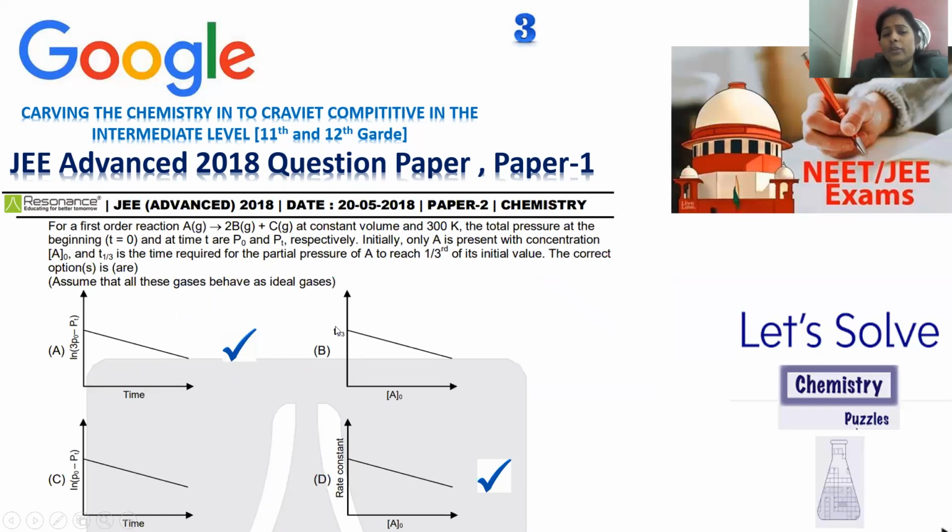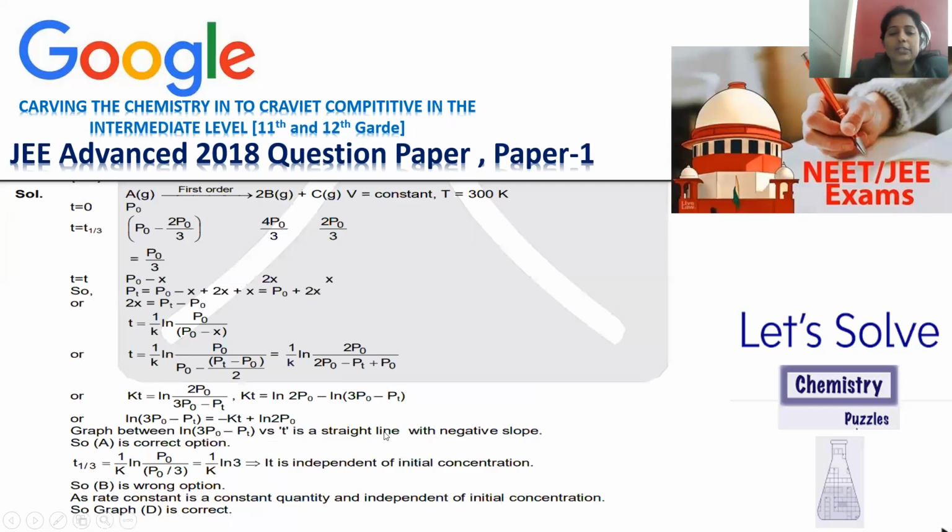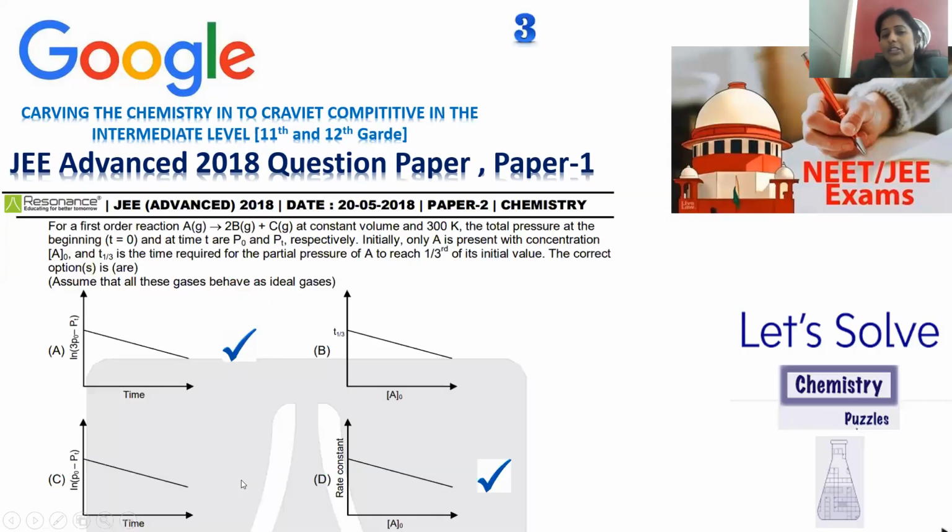But in option B, what they are saying is, as time passes, when we take T1 by 3 on the Y coordinate and initial concentration on the X coordinate, as the concentration is increasing, T half is decreasing. But as per this equation, there is no relation between the initial concentration and T1 by 3. So what they are saying in option B, you can cancel out. Option B is wrong, C is wrong. A is correct. Just now we got it.